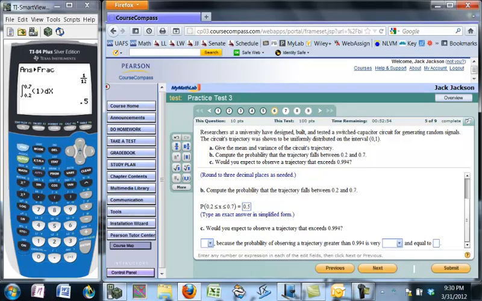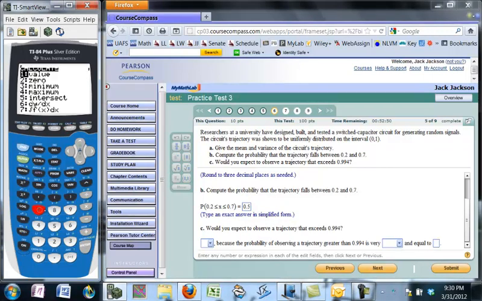We can also see that on the graphing screen, rather, by going to here and going to number 7 for our area calculator and going between 0.2 and 0.7, and it'll graph it and give us half the area shaded.